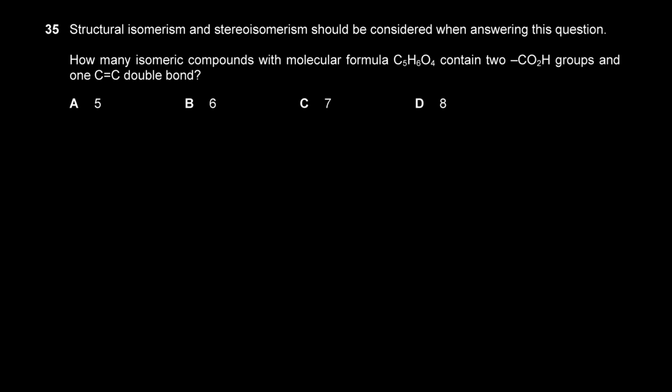Let's start with the simplest compound. Let's say we have a straight chain compound. Again, the molecular formula is C5H6O4. We have a 5 carbon compound. The carboxyl groups have to be at either end. We can't have carboxyl groups in the middle. So we're going to have a CO2H here, and a CO2H here. Now we obviously have to have a carbon-carbon double bond. Can we have it here or over here?